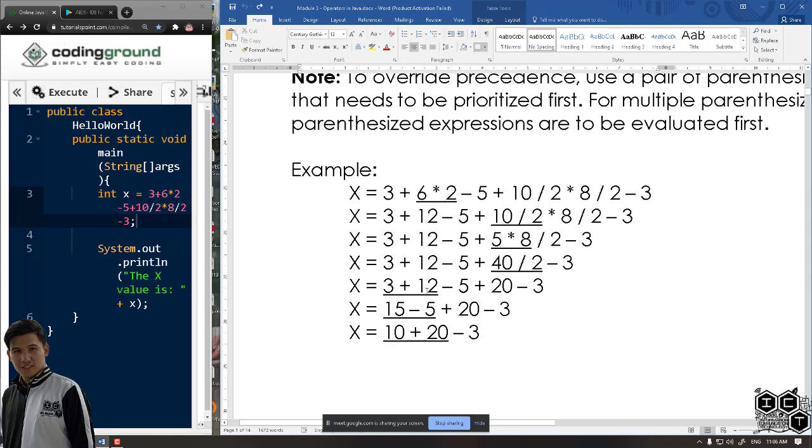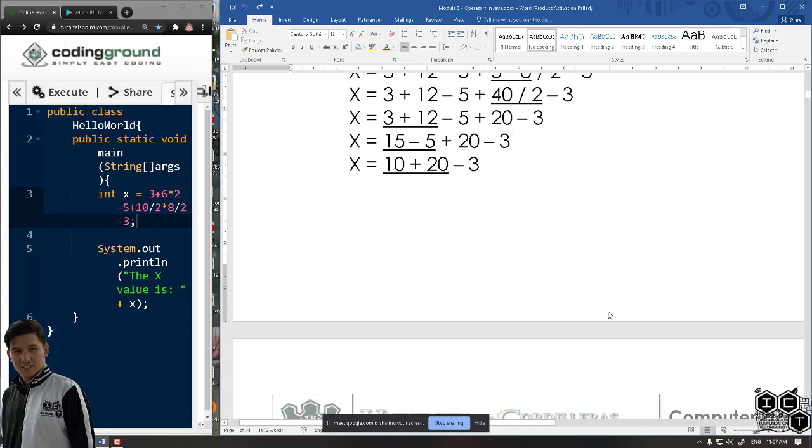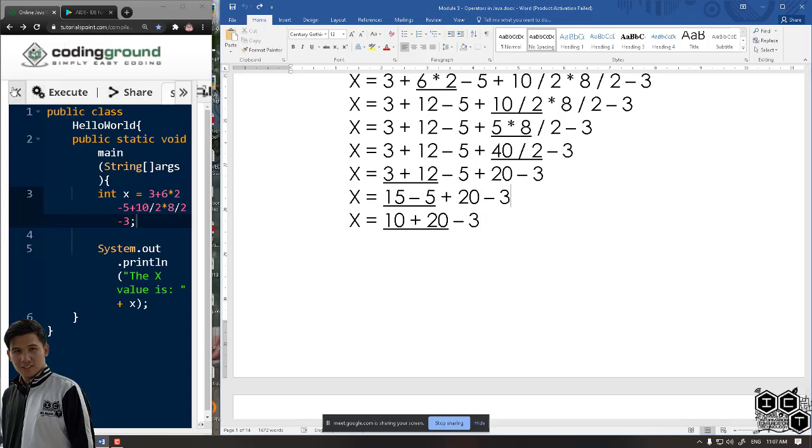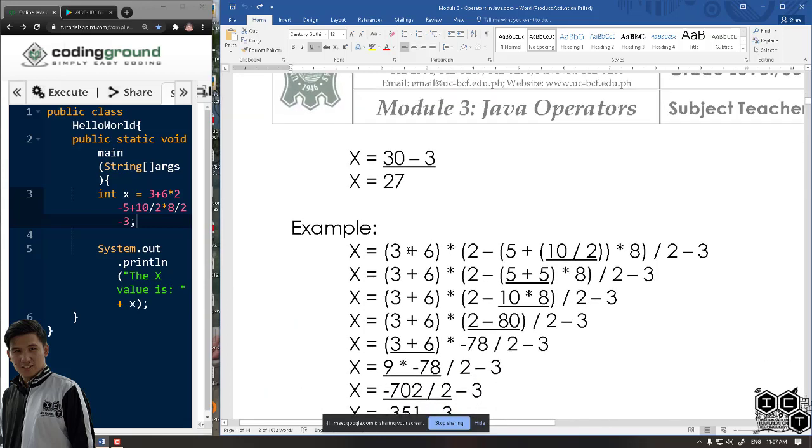Diba? So, kung napansin nyo dito, 3 plus 12 minus 5 plus 20 minus 3, hindi natin pwedeng i-execute ito agad. Again, from left to right tayo. So, ito muna ang nakita nyo. 3 plus 12. 3 plus 12 is 15 minus 5 plus 20 minus 3. So, kung napansin nyo, isa-isa ha, per line ko siya nilalagay. Kasi I want you guys to fully understand kung paano nag-work ang precedence and associativity rule sa Java natin. Okay? So, kung napansin nyo yan, ganun din. 15 minus 5 is 10 hanggang sa makuha natin yung value na 27.